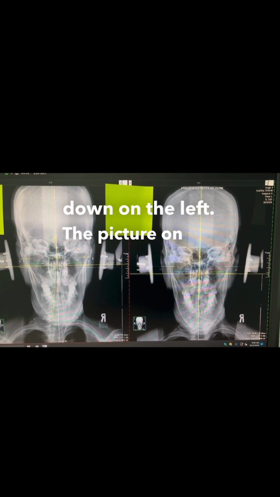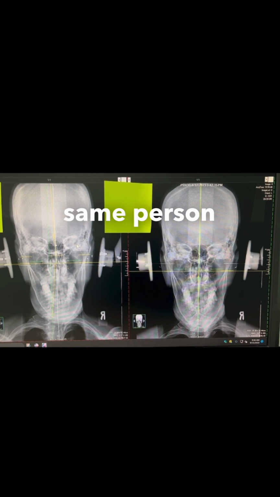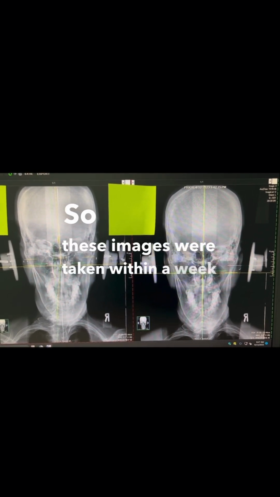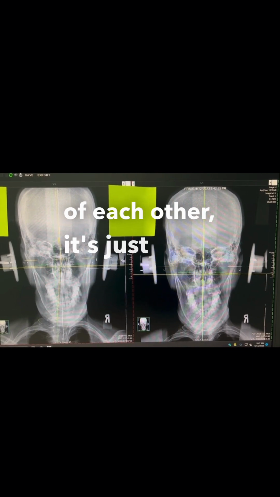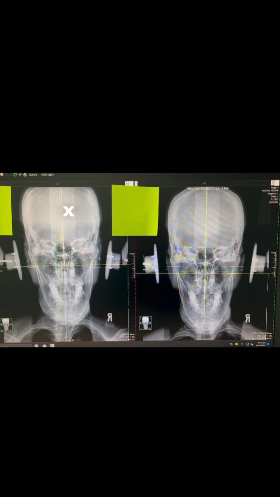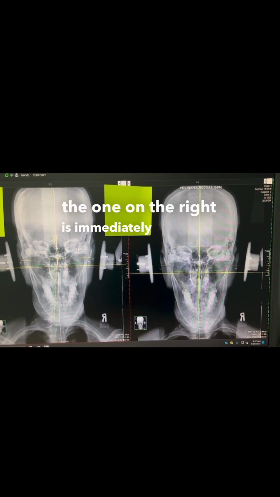The picture on the right is the exact same person after their first adjustment. So these images were taken within a week of each other. It's just a pre and a post. So the one on the left is prior to the adjustment. The one on the right is immediately following the adjustment.